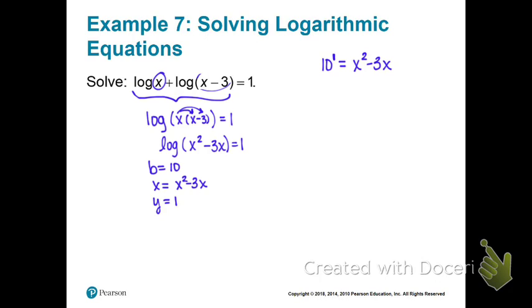All right, so we've got this set up. Now let's work this part out. What's 10 to the first? So 10 is equal to x squared minus 3x. How can I solve for x when I have an x squared and an x term? We're going to have to factor. In order to factor, I need my equation set equal to 0. So let's move the 10 over.